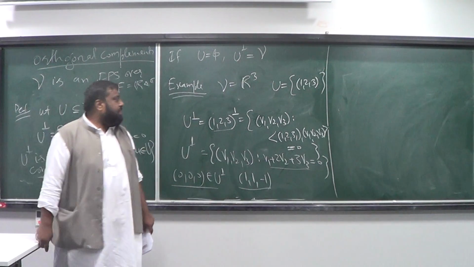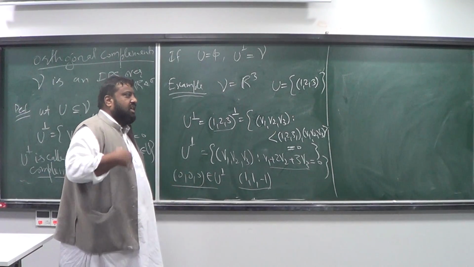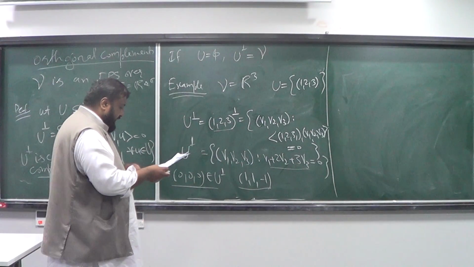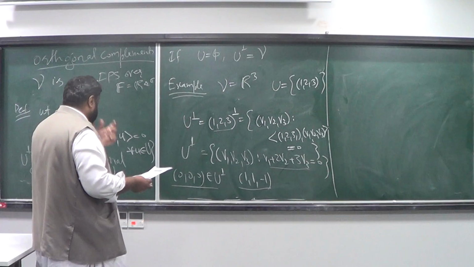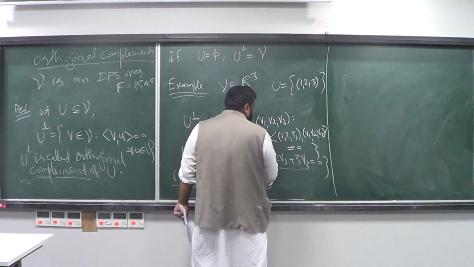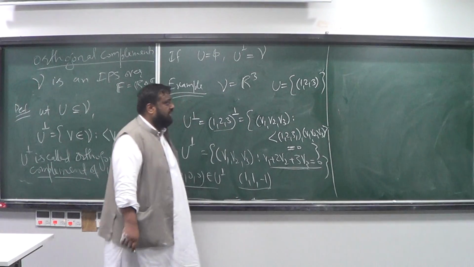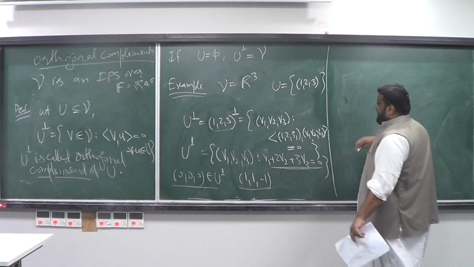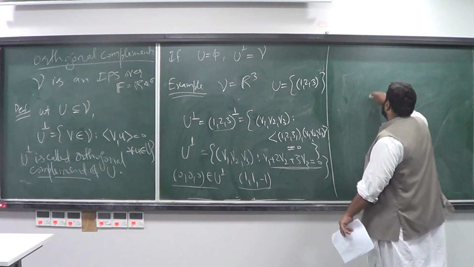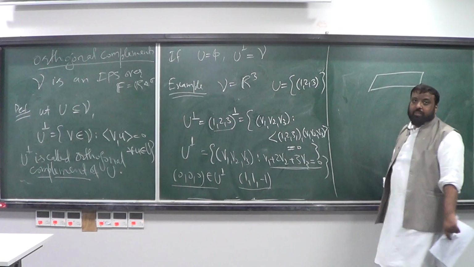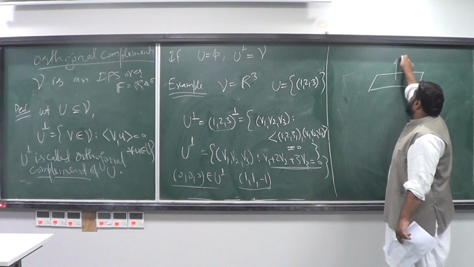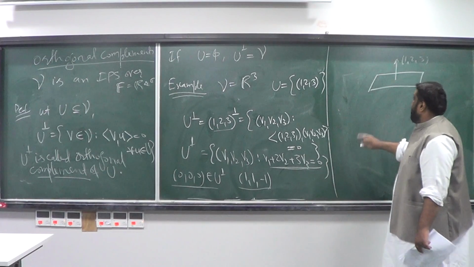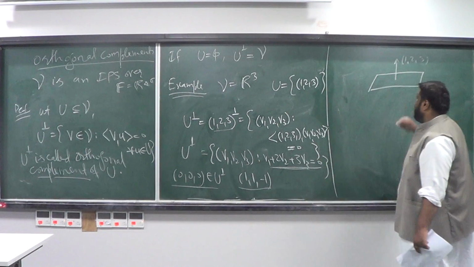So the orthogonal perp of a given vector or a given set of vectors is the collection of all those vectors which are orthogonal to it. If you remember from your calculus 3 course, you can also treat this equation as the equation of a plane, in which the normal vector is (1, 2, 3).